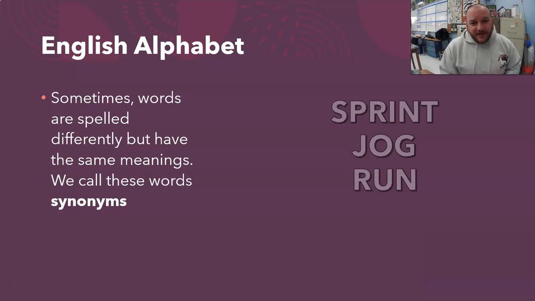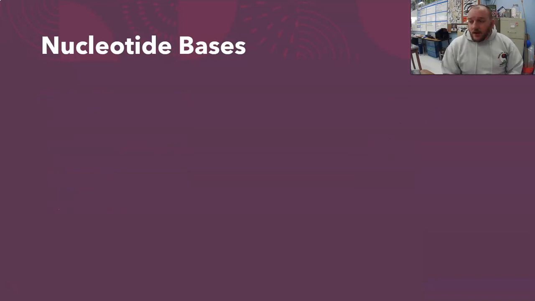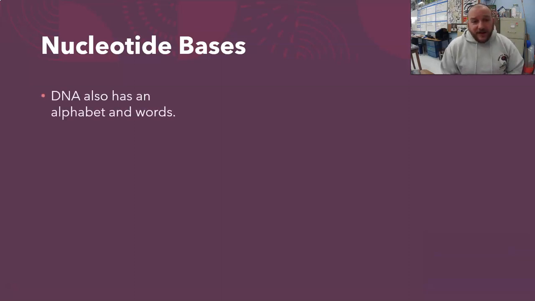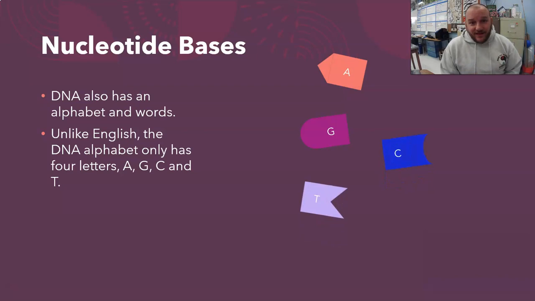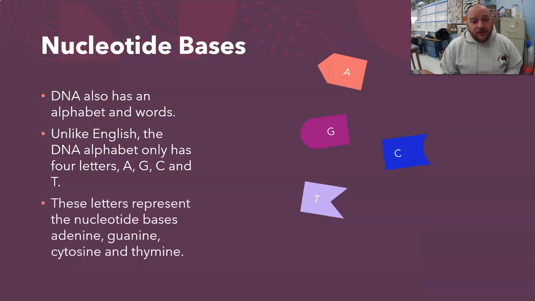Okay, so how is the English language different from the DNA language? The language of DNA is similar, but has some important differences. First of all, in DNA, we also have an alphabet and words. The alphabet, though, unlike English, only has 4 letters, A, G, C, and T. Again, in English, of course, we understand there are 26 letters. In DNA, just A, G, C, and T. And of course, those each represent nucleotide bases, adenine, guanine, cytosine, and thymine, respectively. So only 4 letters to DNA. That makes it a much simpler alphabet.